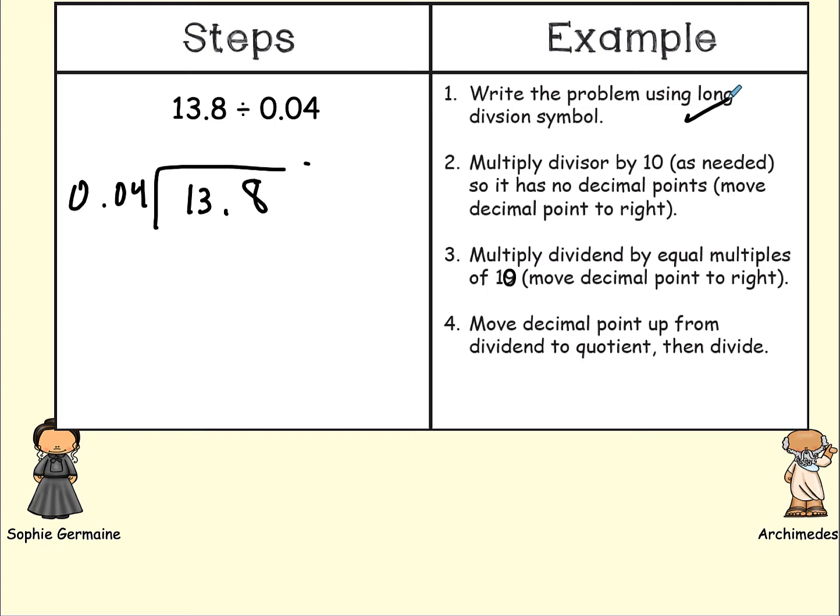Okay, so done. Now the problem right here is we cannot have a decimal in our divisor. So if there is a non-zero digit to the right of the decimal point, we have to multiply it by 10 until there's no more decimals. So remember, every time you multiply by 10, we move the decimal point to the right once. So it's going to take us multiplying by 10 twice, or times 100, to get it to be 4.